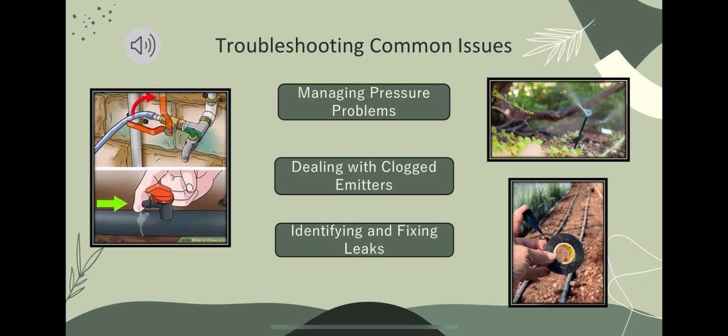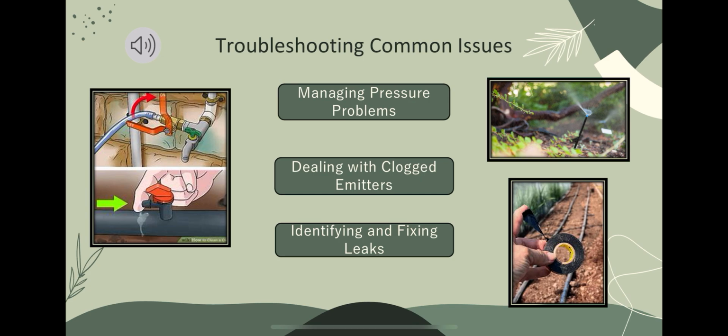Troubleshooting common issues in drip irrigation. Despite regular maintenance, you may encounter some common issues with your trickle drip irrigation maintenance system. Here are a few troubleshooting tips to help you identify and resolve these problems.